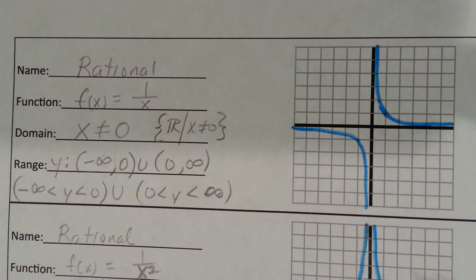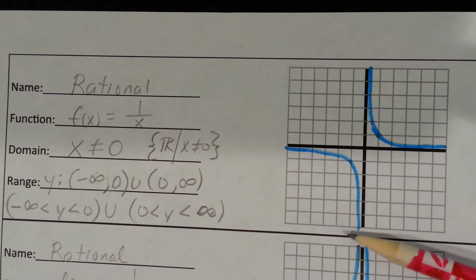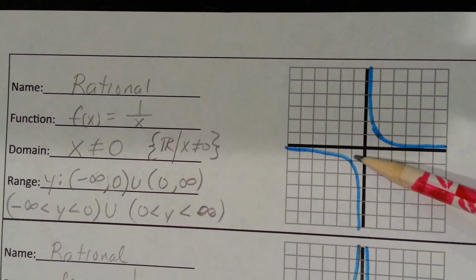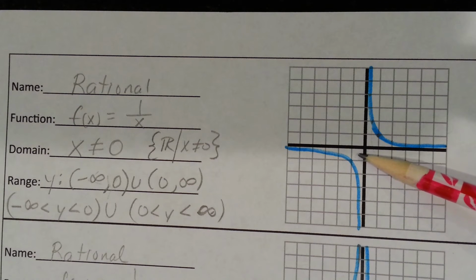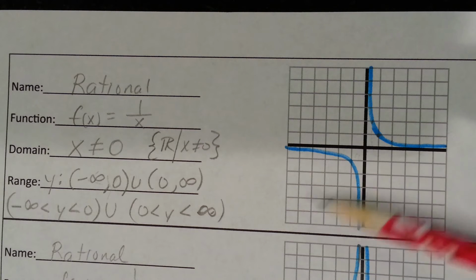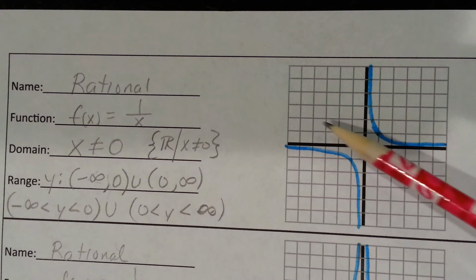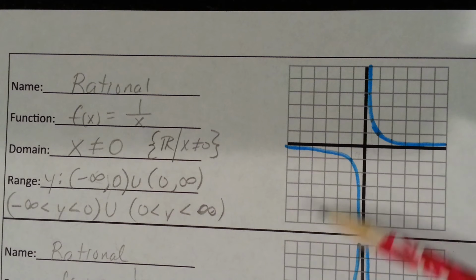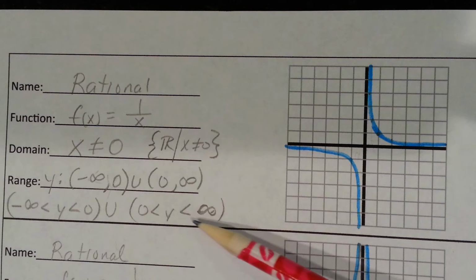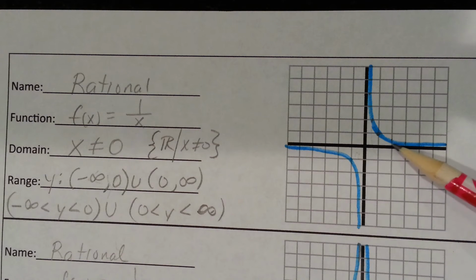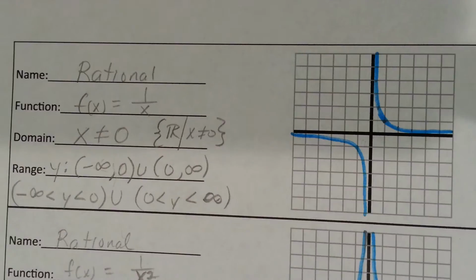But notice my range is the same also. Negative infinity to 0, not including 0. So my range is from negative infinity all the way up, but not including 0. So basically, y is less than 0, and also y is greater than 0, from greater than 0 all the way up to infinity. So I could just say y is greater than 0 and y is less than 0. I have a horizontal asymptote and a vertical asymptote here.